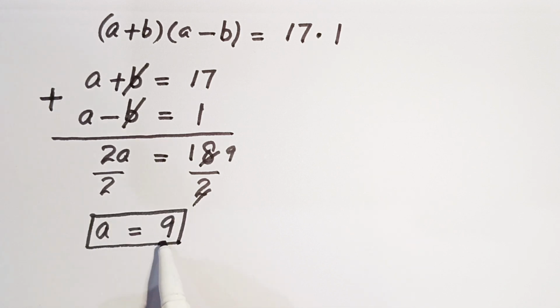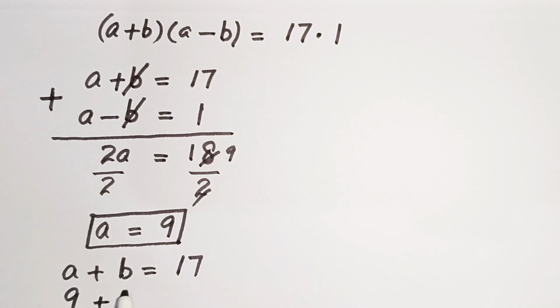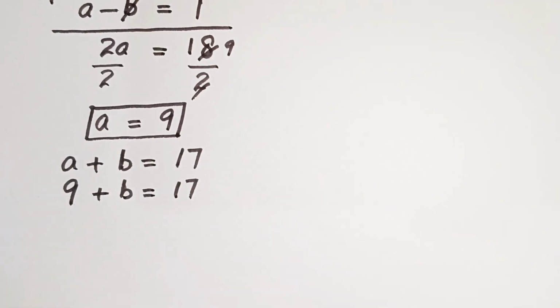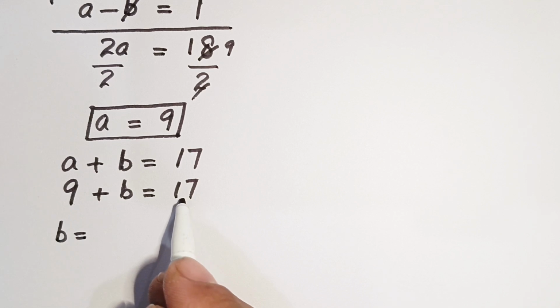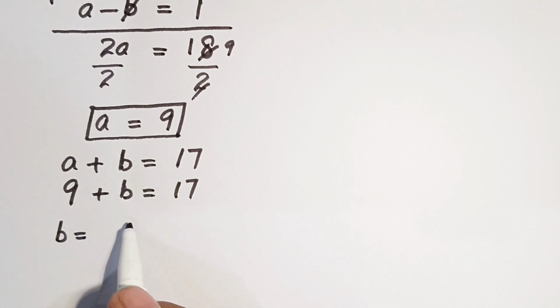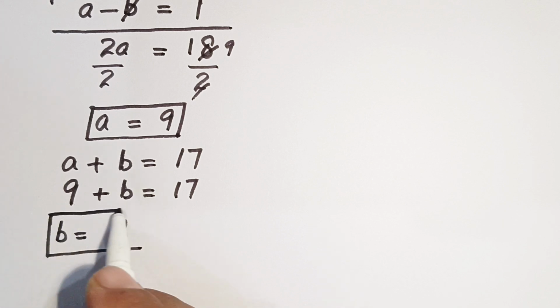By putting this value of a in this equation, we get a plus b is equal to 17, but a is here 9, so 9 plus b is equal to 17. So we have the value of b: it is equal to 17 minus 9, we get here 8. So value of b is 8.